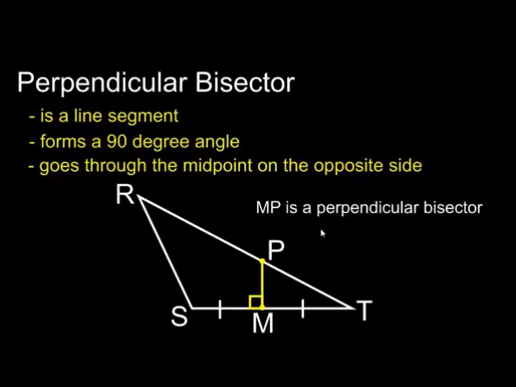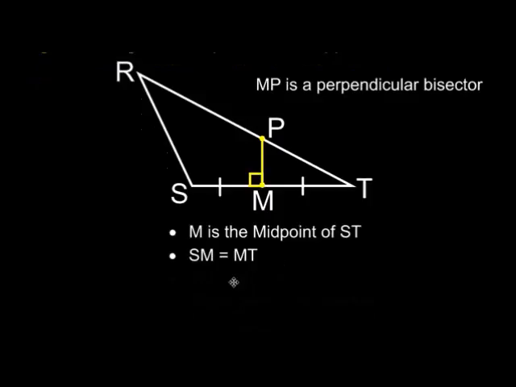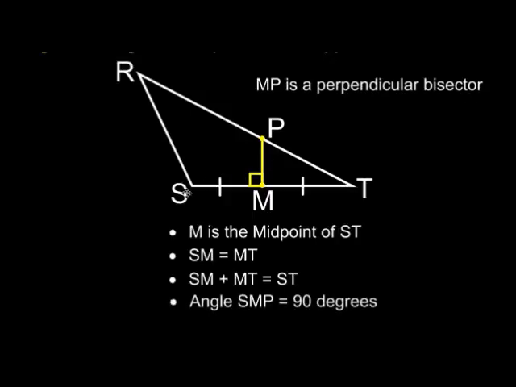Okay? So M is the midpoint. SM is congruent to MT. SM plus MT is going to equal the whole thing ST. Again, that's that segment addition postulate. And because it's perpendicular, we say SMP is 90 degrees.